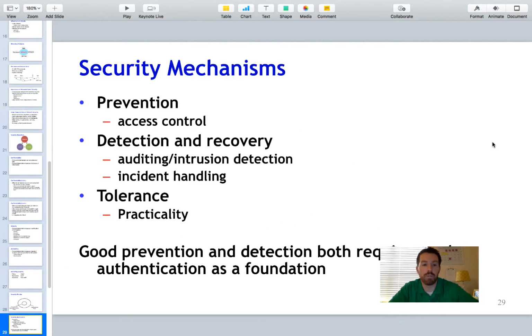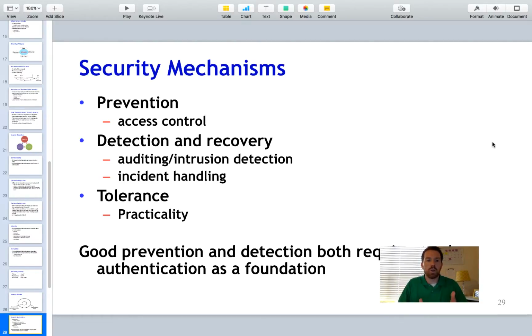Security mechanisms: prevention, access control, detection and recovery. So not only are we looking at policies and procedures, you have to look at mechanisms. So what are we using to secure our confidentiality, integrity, and availability? First of all, think about the city. Go back to the city wall again. You have this giant wall, a firewall. Think about it like that. It's for your network. So the wall is preventing people from just getting in.